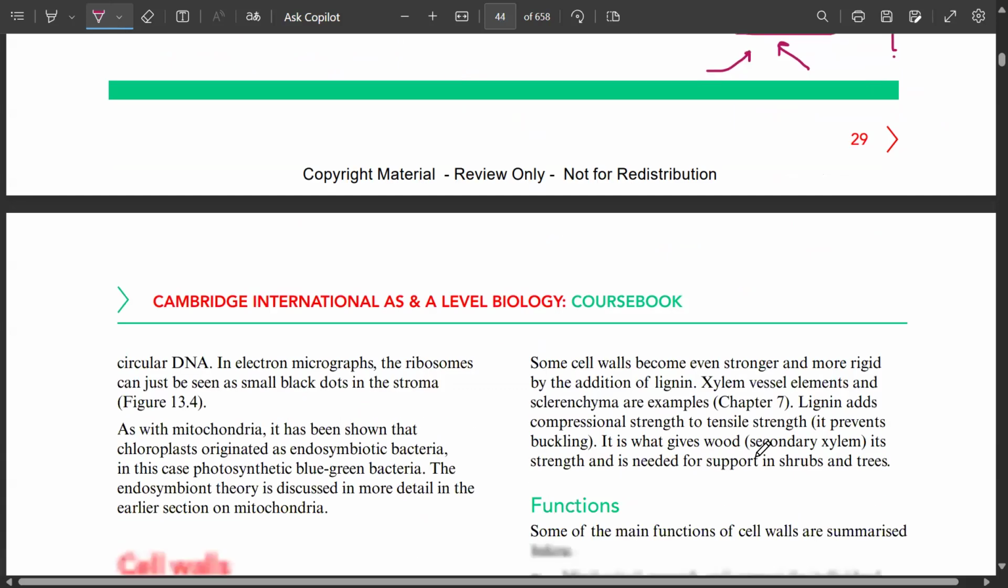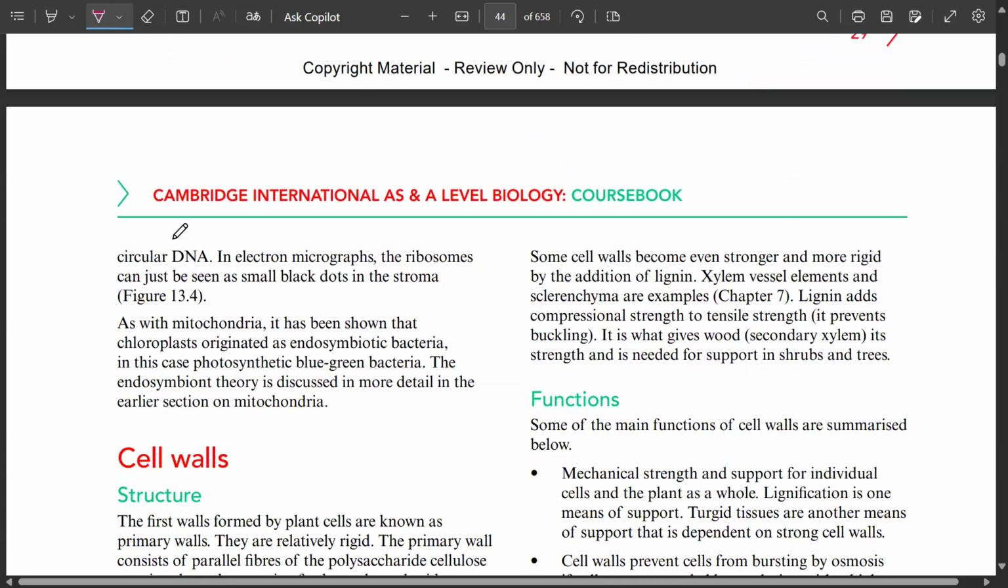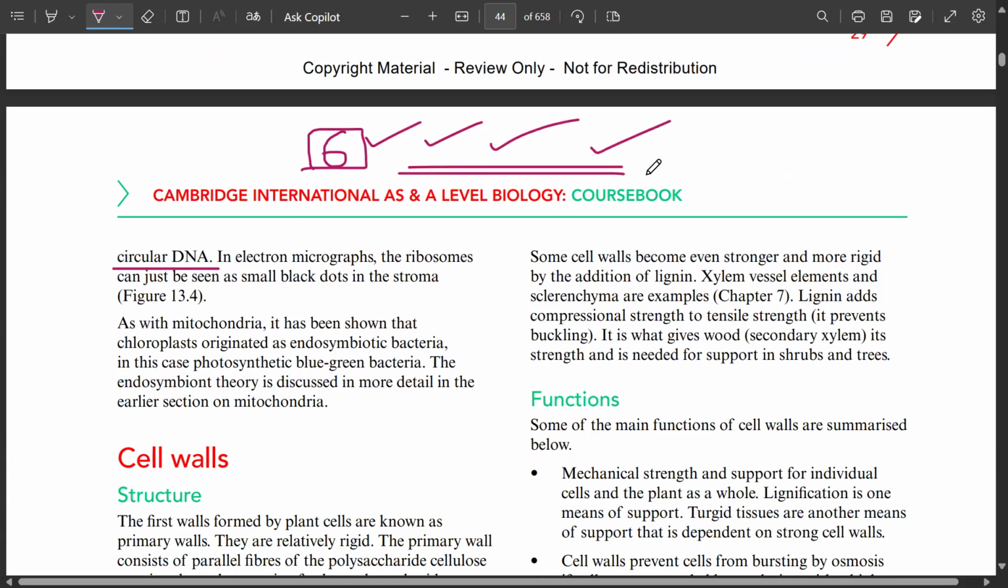Got it? Prokaryotes. They also have a circular DNA because they all have the same machinery which is needed to make proteins. And in your chapter number 6, you'll study where and how the DNA, ribosomes, RER, all these machinery, rRNA, mRNA, are all used to make a single protein. In electron micrographs, the ribosomes can just be seen as small black dots in the stroma.